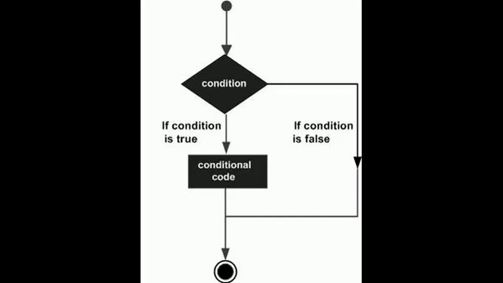Java programming language provides the following types of decision-making statements: 1. if statement, 2. if...else statement, 3. nested if statement, 4. switch statement.